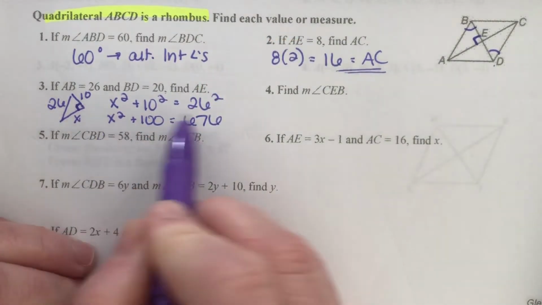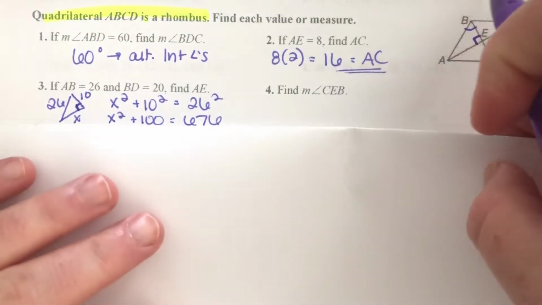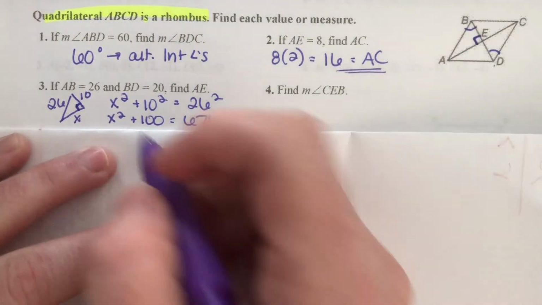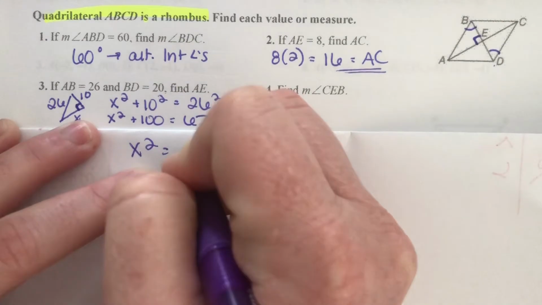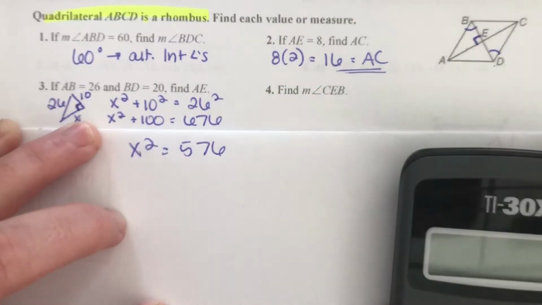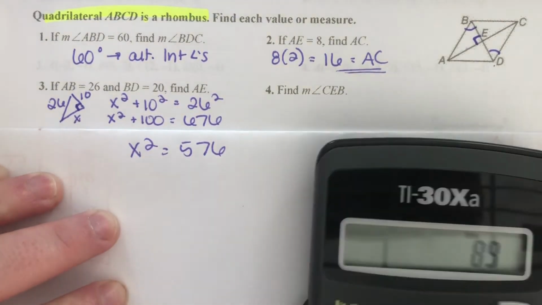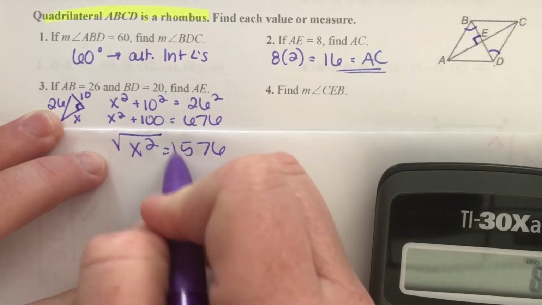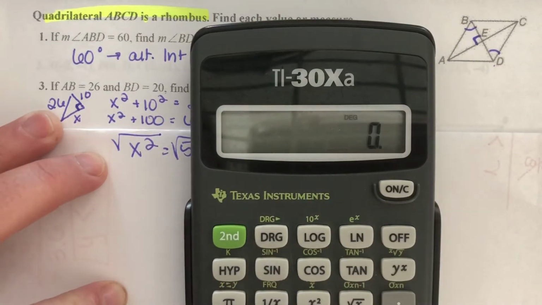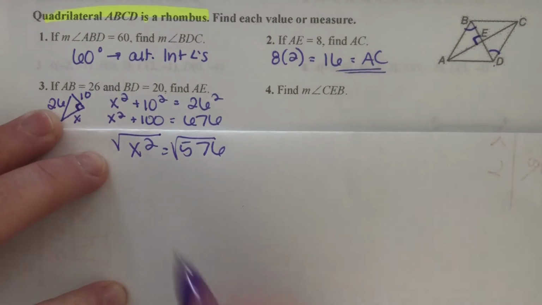All right, and then we're going to subtract 100. I need to go to my little extra paper here. Subtract 100 from both sides, so x squared equals 576. And then I need to just figure out what x is. I don't want to know what the side squared is. I just want to know what the side is, right? So I'm going to take the square root of 576, which is 24. Look at that.